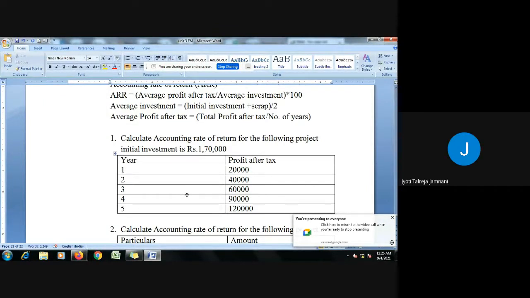Afternoon, all of you. Till the last class, we have done sums on modified internal rate of return. So we have finished all the discounting techniques, that is NPV, IRR, payback period, discounted payback period, profitability index, and modified internal rate of return.